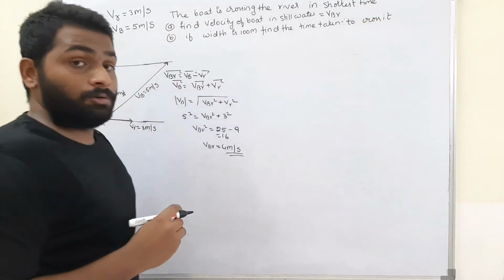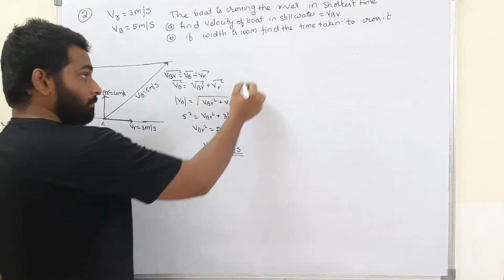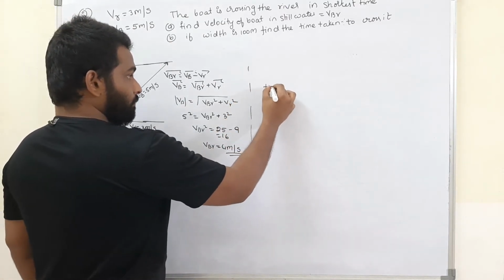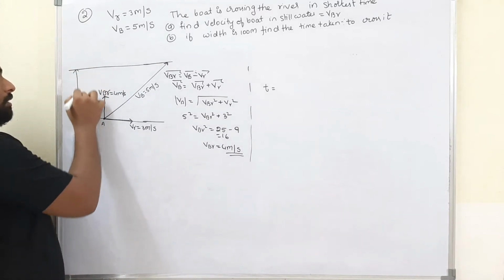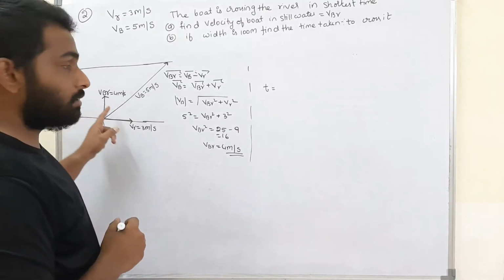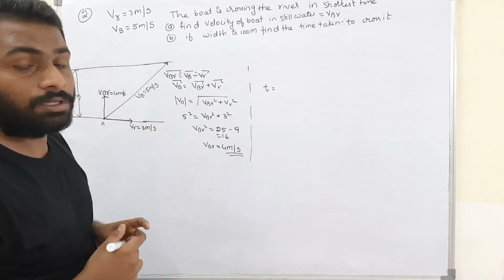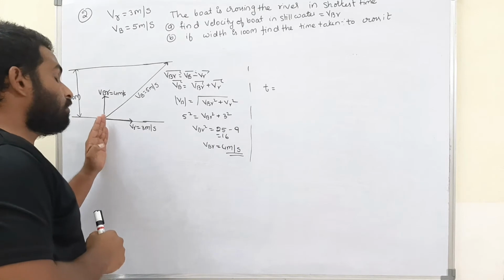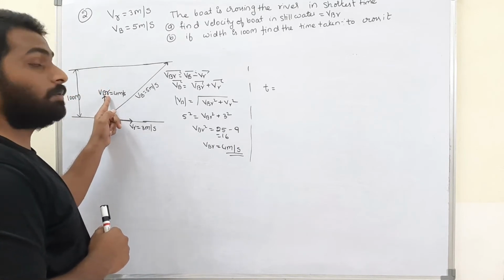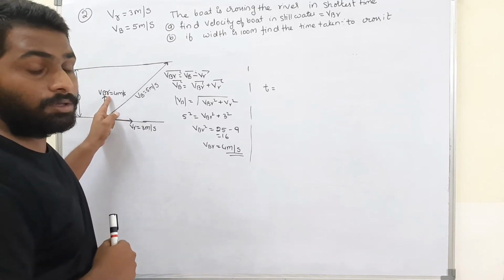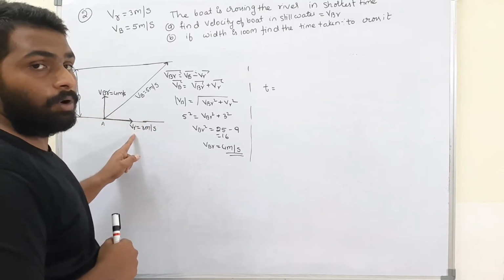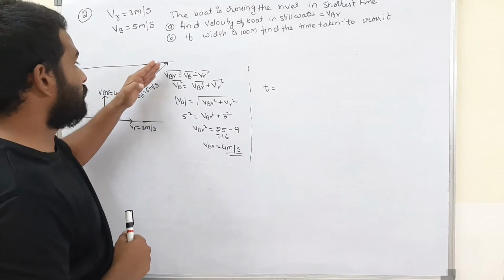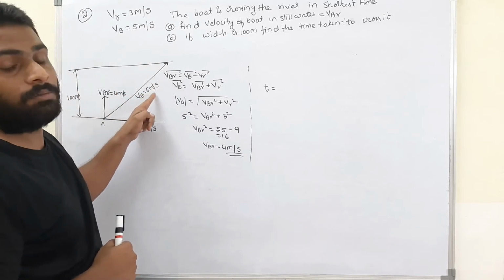Find the time taken to cross it. Now what's the time taken? The time taken to cross it is how much? The width of the river is how much? 100 meters. Now the body is moving with what velocity? The body is moving vertically with VBR. The body is moving horizontally with VR. The body is moving in this direction with velocity VB, that is 5 meters per second.